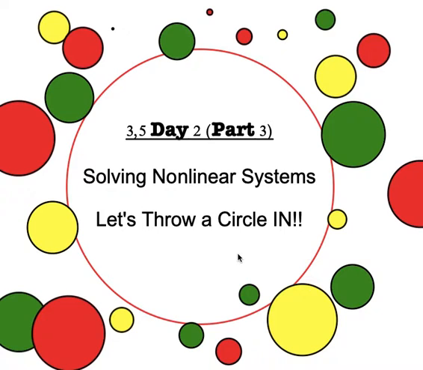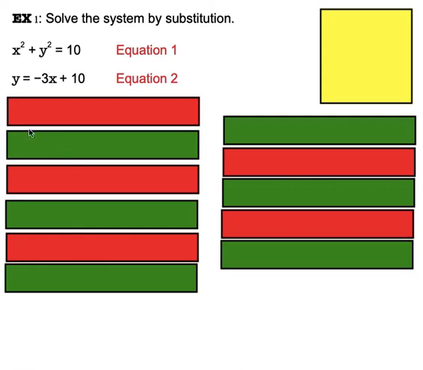Today we're going to look at the second half of 3.5, which is dealing with solving nonlinear systems, especially looking at circles. Now, a circle in its general form is x squared plus y squared equals radius squared, where its center is (0, 0). That would be the parent function. So what we're going to look at today is different types of circles.